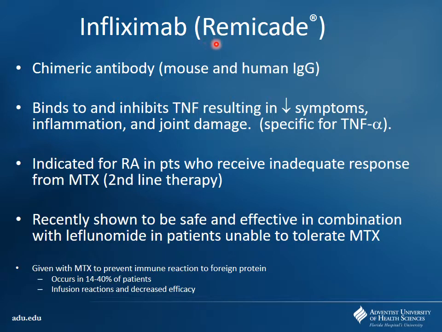Next one's infliximab, or Remicade. One of the things to consider, and I mentioned this before, is that these proteins are not always going to be fully human proteins, right? Some of these are going to be a mixture of mouse proteins. Some of them are human and mouse. Some of them are just mouse. So whenever you see an X here, that usually means it's chimeric, which means it has part mouse and part human. What do you think that matters clinically?